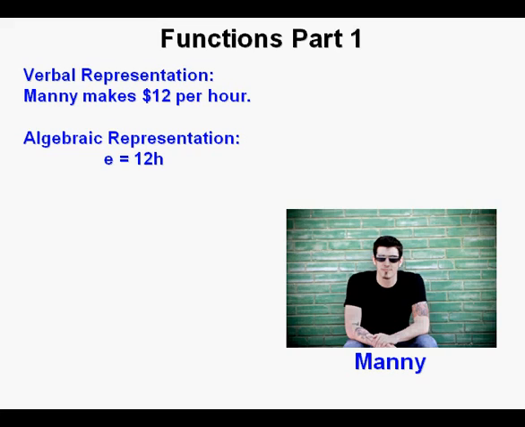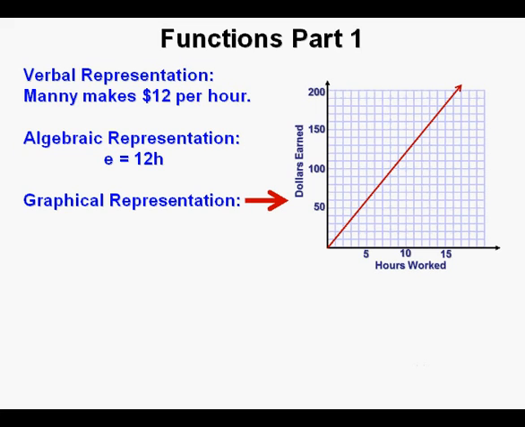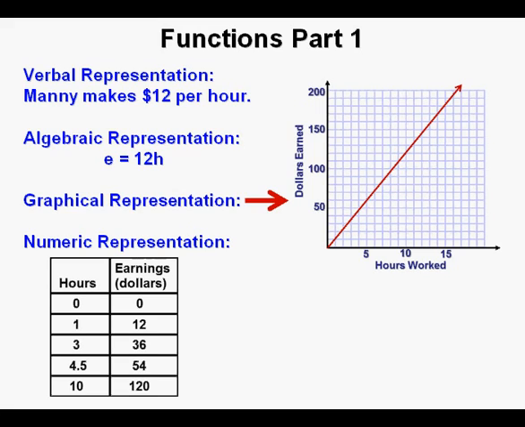We can also create what we call an algebraic representation. It might be E equals 12H, for earnings equals 12 times the number of hours worked. We can also create a graphical representation, which is really Manny's earnings in picture form. And finally, there's a numeric representation. A numeric representation is often seen as a table like this one, but could be sets of ordered pairs or even other ways to represent numeric relationships.